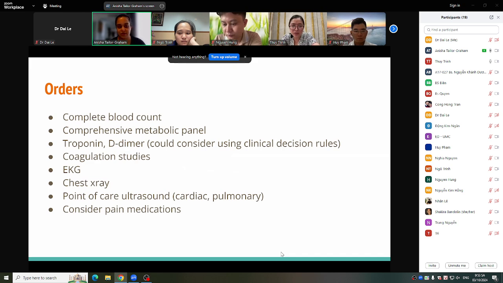So we would want to get a CBC, a CMP, a troponin, a D dimer. These are things that we would be considering using our clinical decision rules for. So for example, the PERC criteria. I usually get coagulation studies on these patients in case they need to get anticoagulation. Then, like you said, an EKG, a chest X-ray. Our point of care ultrasound in the emergency department is always important and can provide a lot of valuable information. And then we can, again, consider pain medications depending on what the clinical scenario is.